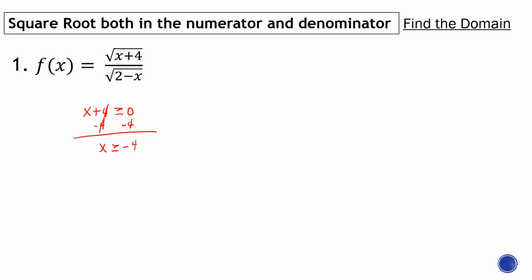Okay? And then for the denominator, we have 2 minus x. It should be greater than 0 only. It cannot be equal to 0. So subtract 2 on both sides. This will be negative x is greater than negative 2. And then let's divide by negative 1 on both sides because x should be positive. And when we divide by a negative number in an inequality, the symbol switches from greater than to less than. If it's less than, it will become greater than. Okay, so please remember that.